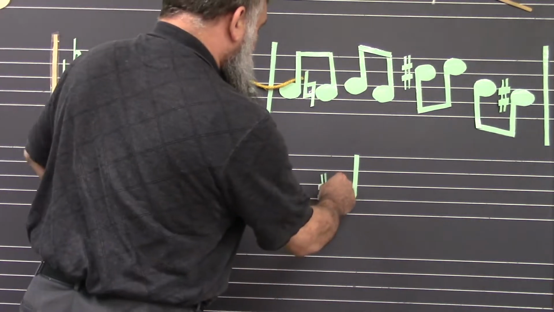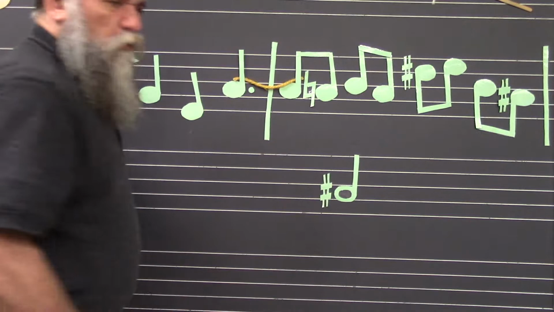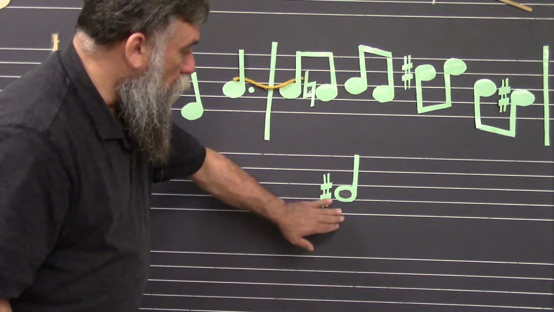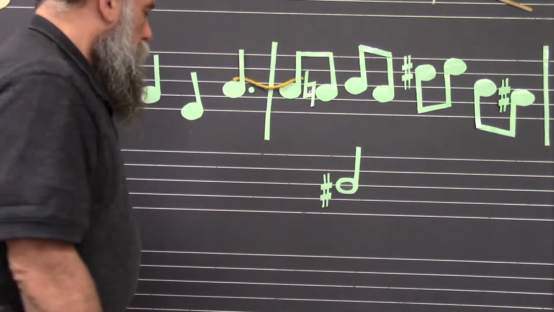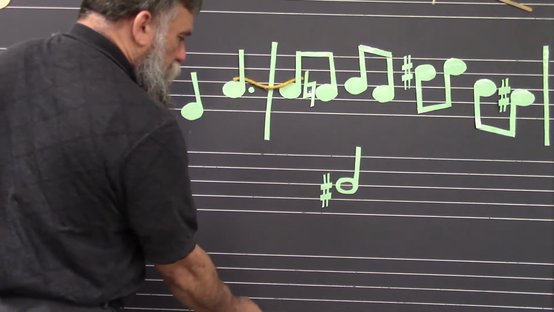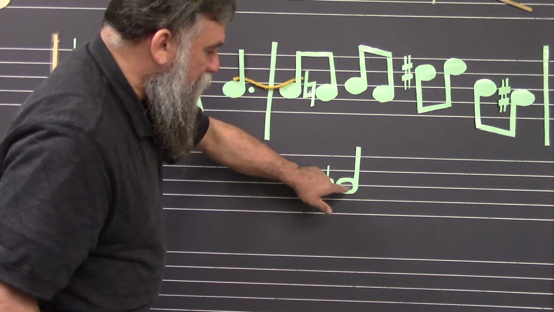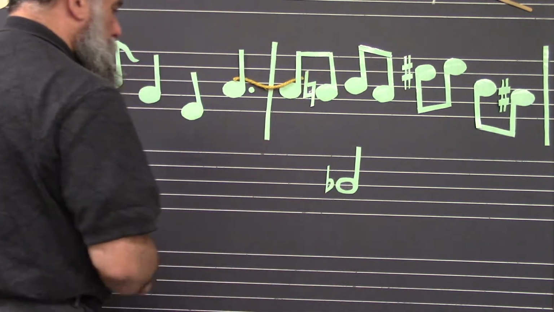Let's turn this to A sharp. Which way do we go to find the enharmonic? We go up. We're going up a half step. Do we keep it a sharp or do we make it a flat? We make it a flat. So A sharp is the same as B flat.